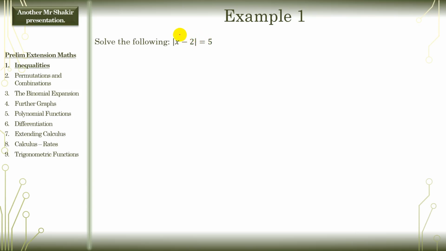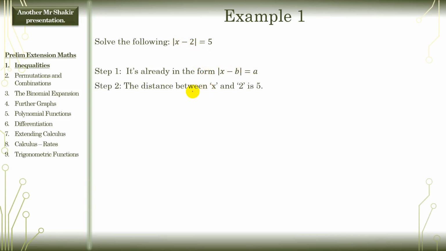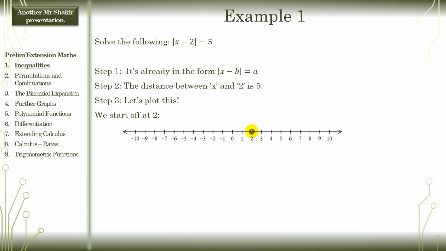So the distance of x from 2 is 5. It's already in the form, we've already converted it, so we don't need to do any conversion. X has a coefficient of 1, it is a negative sign, so we can proceed. The distance between x and 2 is 5 units. So let's plot it. We have a number line, we plot the 2. The distance of x from 2 is 5 units away.